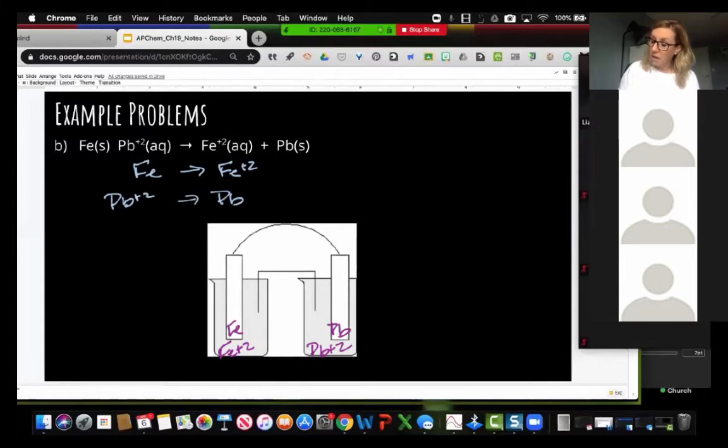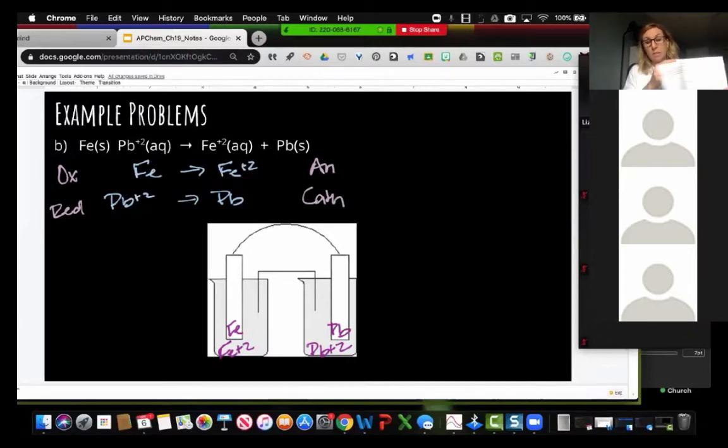So this one, losing electrons, this is my oxidation. This one, gaining electrons, this is my reduction. So that means this is my anode, and this is my cathode.